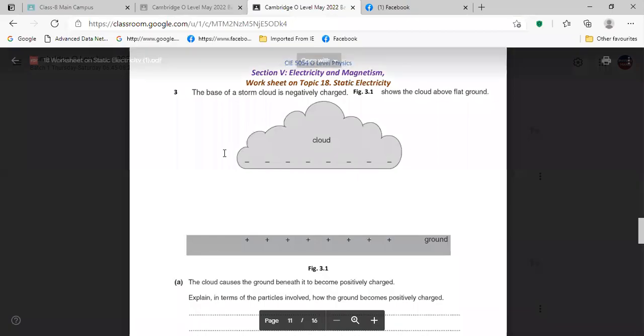The base of a storm cloud is negatively charged. Figure 3.1 shows a cloud above flat ground.